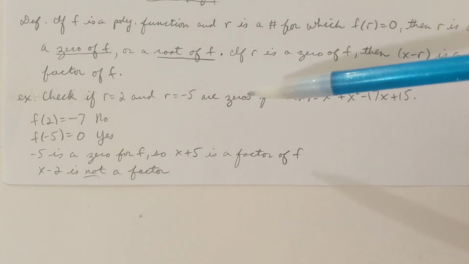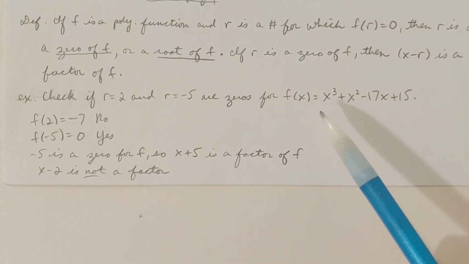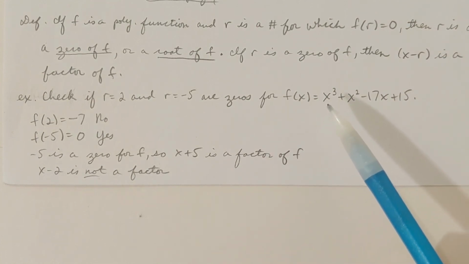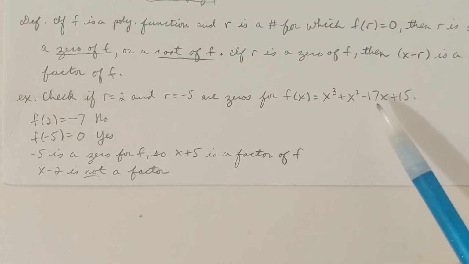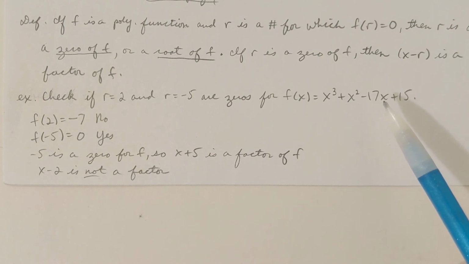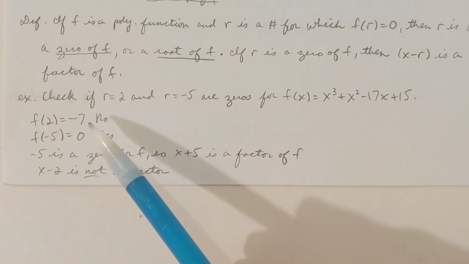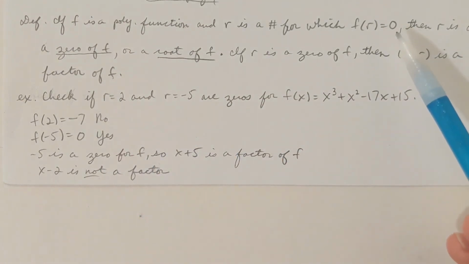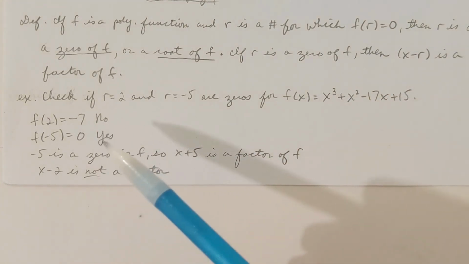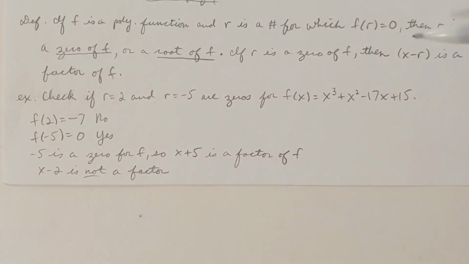Okay, well I would just plug in the numbers. That's what a root is. I plug it in and I get 0 in return. So f of 2: 2 cubed is 8, plus 4 is 12, minus 34 is negative 22, plus 15 gives me negative 7 as the output. And I'm looking for an output of 0, not any other number. So no, 2 is not a 0 of f.